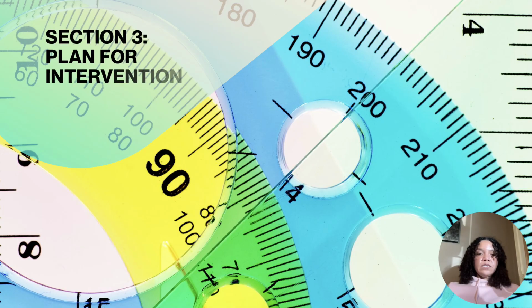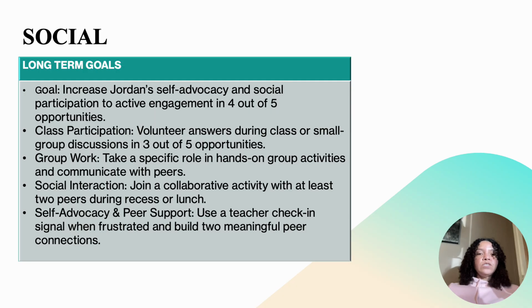Section 3 is the plan for intervention. Jordan's social long-term goal: when presented with academic or social tasks, Jordan will increase his self-advocacy and social participation from a baseline of reluctance and self-isolation to active engagement in 4 out of 5 observed opportunities.